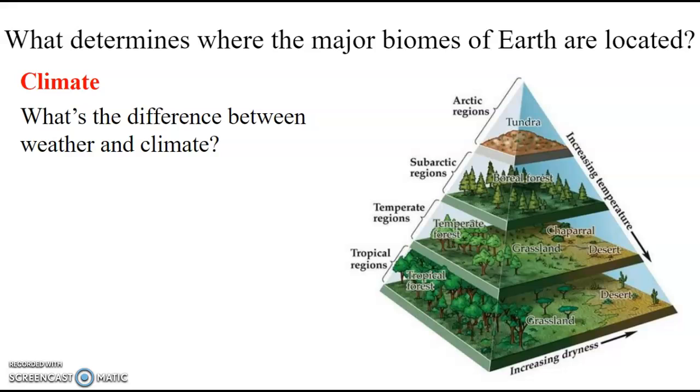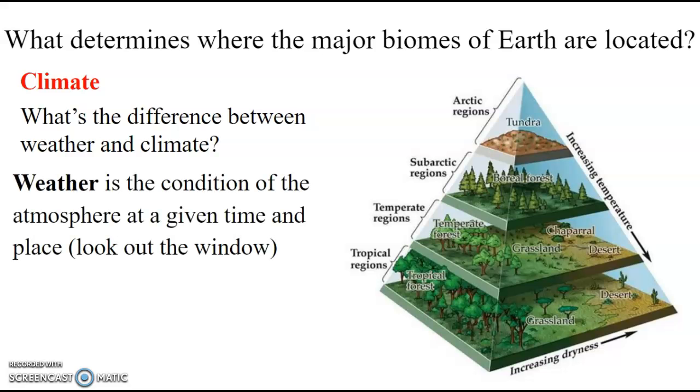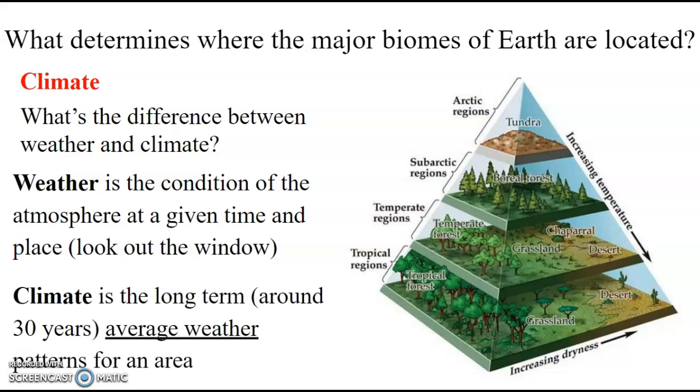Weather is what we experience at any given moment based on the conditions of the atmosphere. So if you look out the window, that's the weather. Temperature, how much sun, precipitation, amount of wind, humidity, could all factor into weather conditions. Climate is the long-term average of all those weather conditions that we might study. It's usually based off 30 years of weather data to get an average.